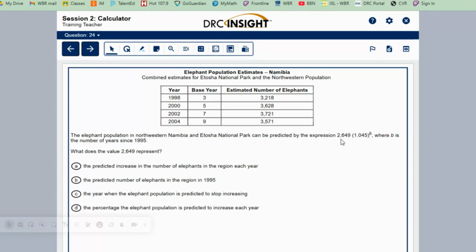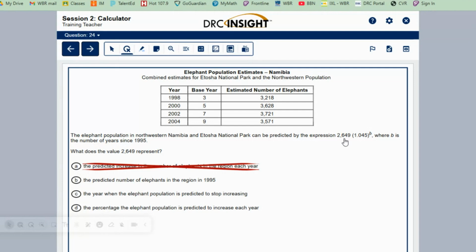So is this the projected increase in the number of elephants each year? No. Oh wait, X, no. Is this the predicted number of elephants in 1995? When did I begin counting? 1998. No, I began in 1995. Okay, so that's what this is. This would be my y-intercept to the graph if I graphed it.